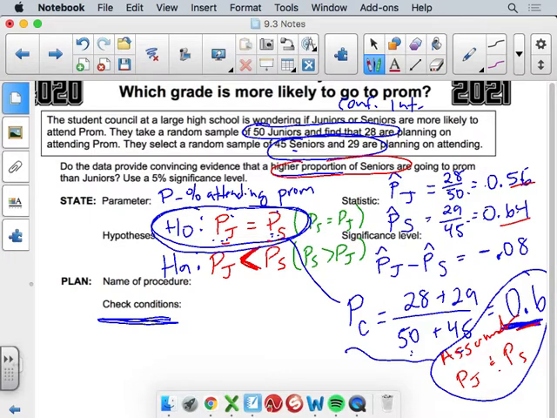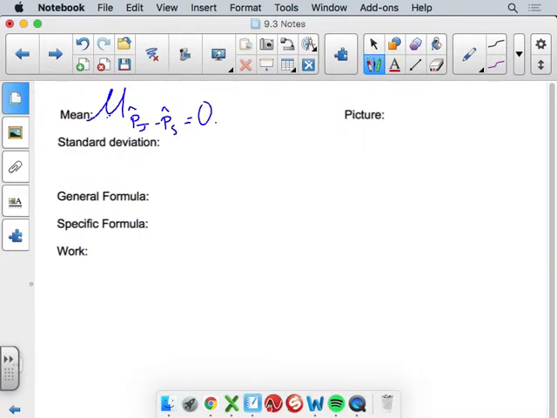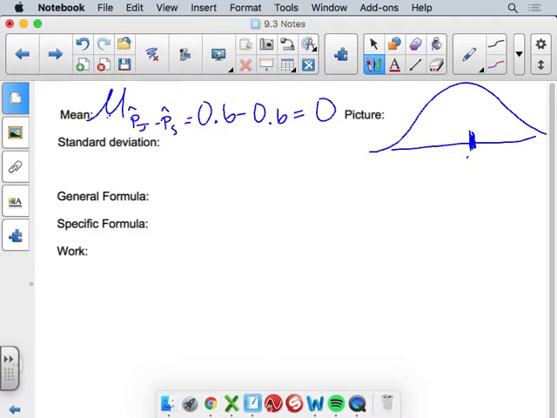So I'm going to use like 0.6 minus 0.6, and I think the true difference between them is 0, because I think they're equal. So the mean should be 0. Like if I think the proportion of males and females at this school is the same, when I subtract them, they should be 0. The difference should be here. So my picture is centered around a difference of 0.